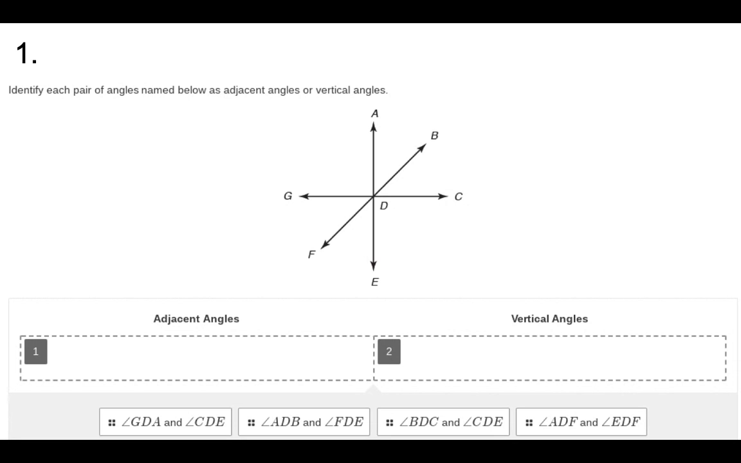Okay, so remember how we name angles. So if I'm looking at GDA, I'm going to go from G to D to A. So I know they're talking about that angle. And then CDE, I'm going to go from C to D to E. So I know they're talking about that. So those show me vertical angles. So I'm going to write those down for vertical angles. CD. Oops, no. Let me just fix that. That's going to be CDE.